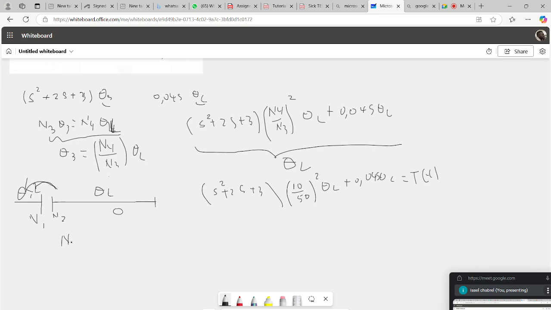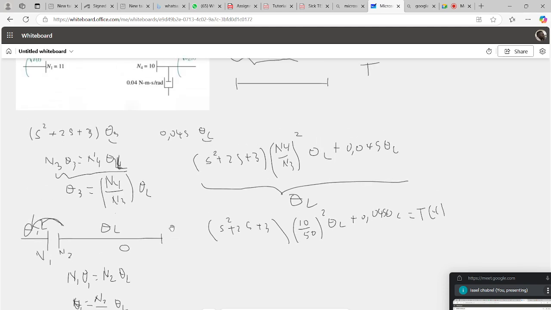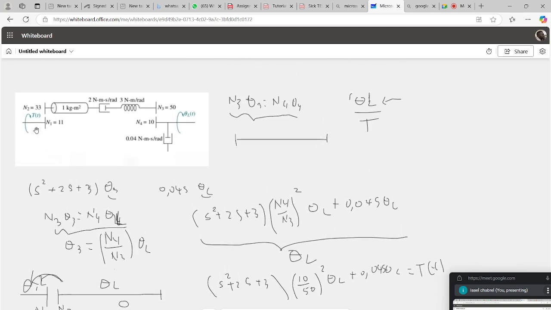If we have to move with N1, theta 1 is to be equal to N2 theta L, because everything became theta L. That's what we did when we were moving. But remember, we want theta L still to be the subject of the formula. So in this case, theta 1 is to be N2 over N1 times theta L. So what does that mean? Under theta 1, do we have any other thing here? No, we don't. We only have something equal to the top.